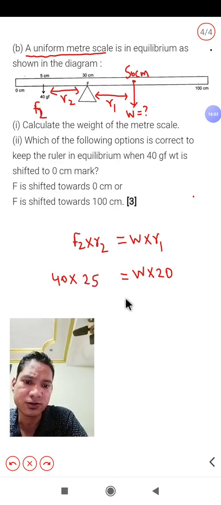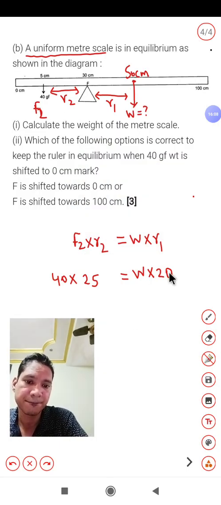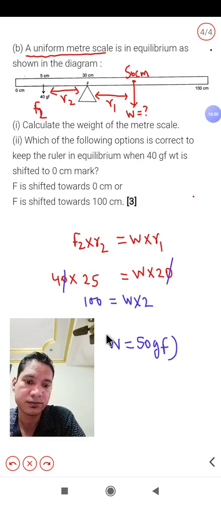Now let's solve it further. The 10s get cancelled. Let me change the ink here. Okay, the 10s got cancelled. This will be 100, and W into 2. Yeah, so W will be 50 gf, isn't it?